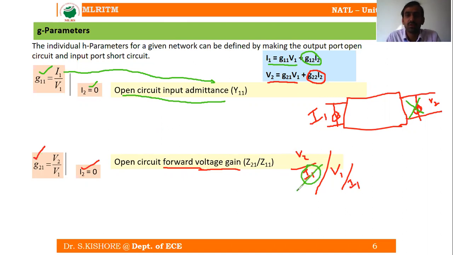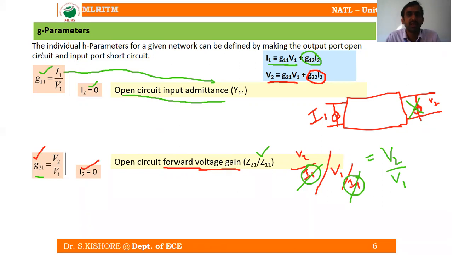Here the denominators get cancelled, and we have V2 by V1, which is nothing but the open circuit forward voltage gain. It is Z21 divided by Z11. So we can write G21 is equal to Z21 by Z11. So we can express these Z parameters in terms of G parameters also.